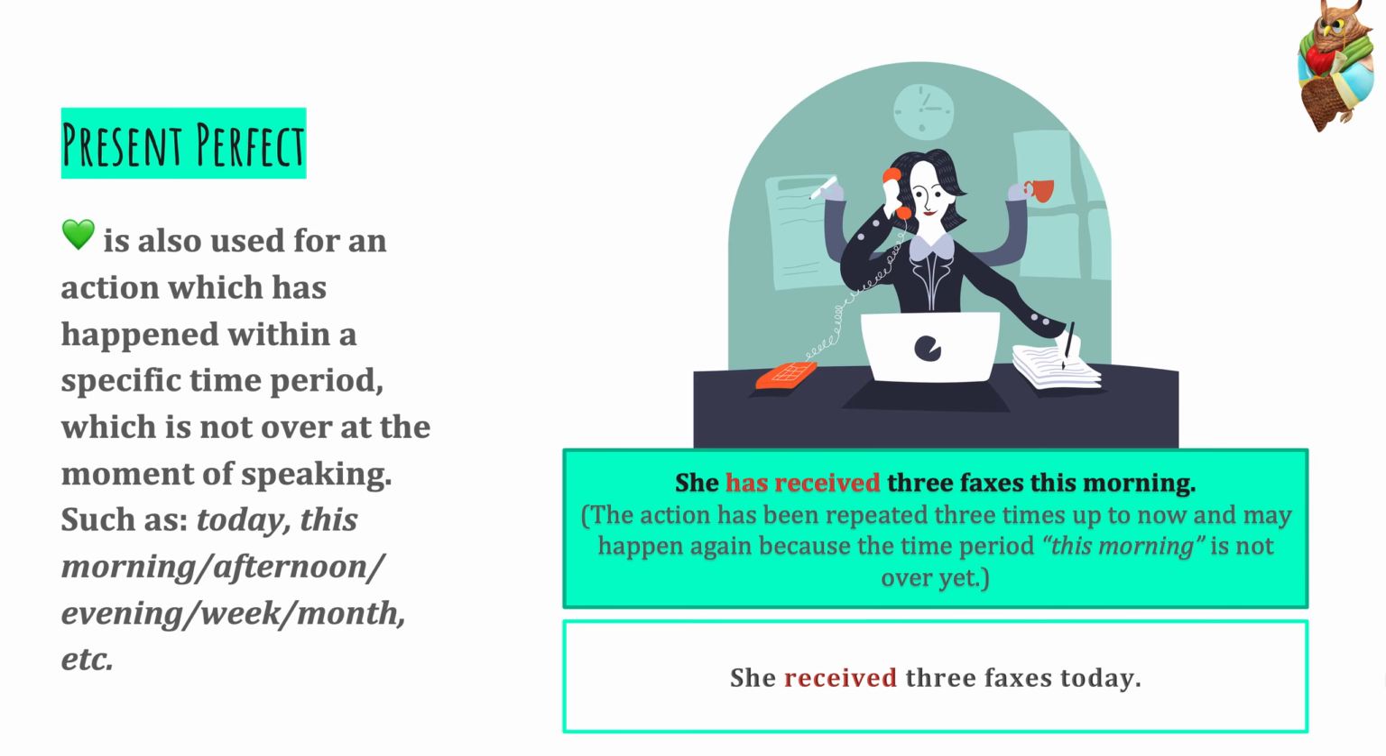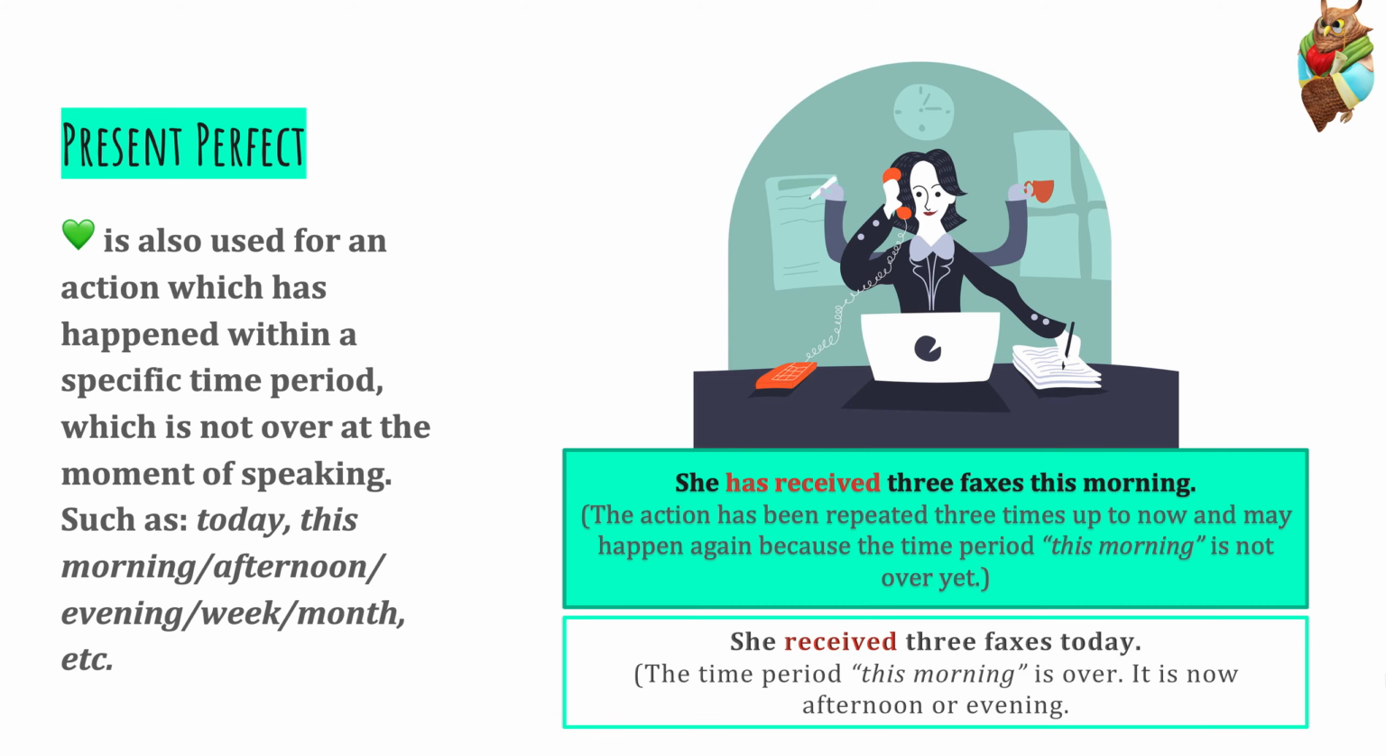To compare the difference between past simple and present perfect, we can change the sentence a little bit. She received 3 faxes today, yeah, or this morning. Here we have past simple. What's the difference? In the second example, the time period this morning is over. It is now afternoon or evening. While in the first example, it was still morning. That's it. That's all the difference.